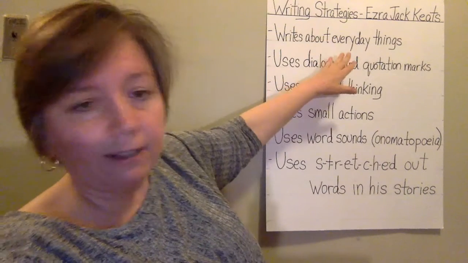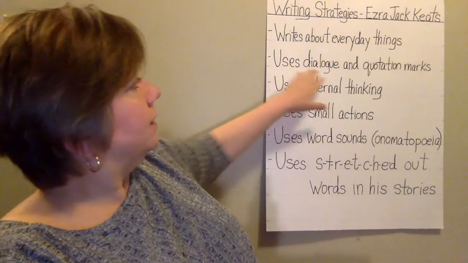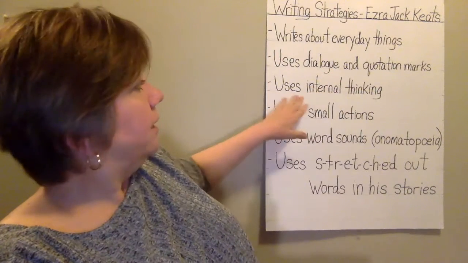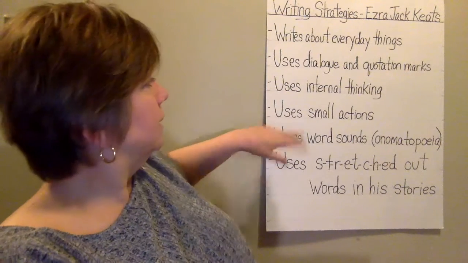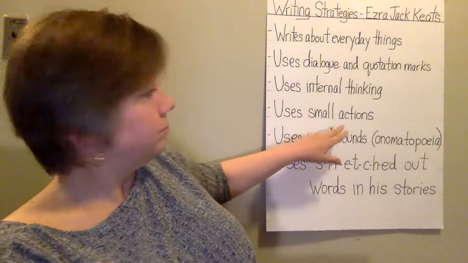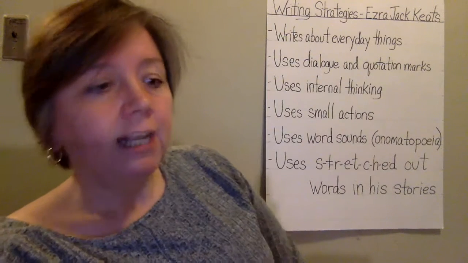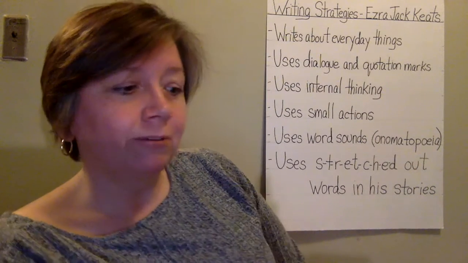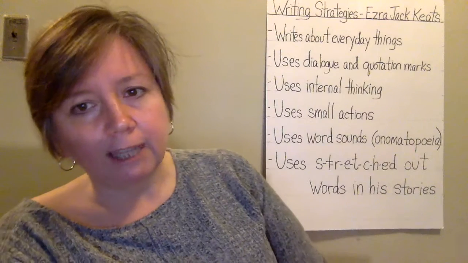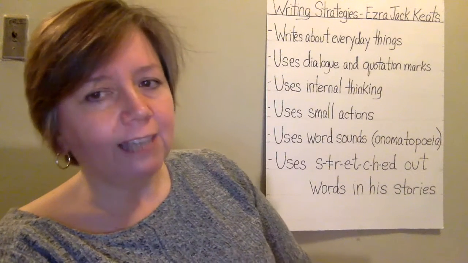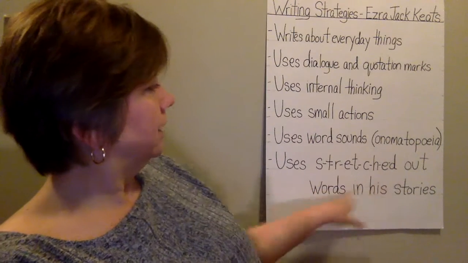He writes about everything, everyday things that happen in his life, things that may happen in our lives too. He uses dialogue and quotation marks. He uses internal thinking when he wants us to know what the character is thinking inside their mind. He uses small actions. And he uses sound words, also called onomatopoeia. And these sound words, if you remember from Snowy Day, crunch, crunch, crunch, while Peter was walking in the snow. That's a sound word. And what we're looking at today is how Ezra Jack Keats uses stretched out words in his stories.